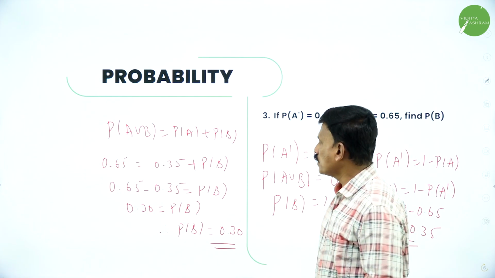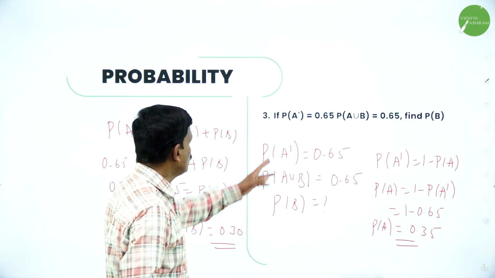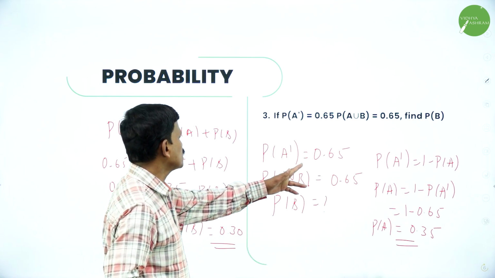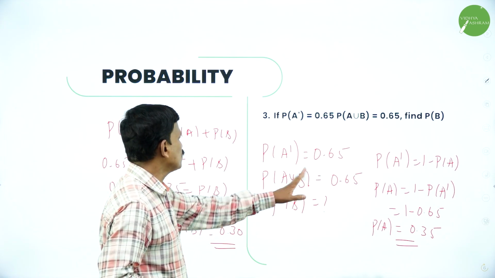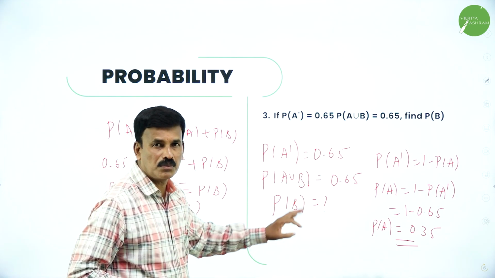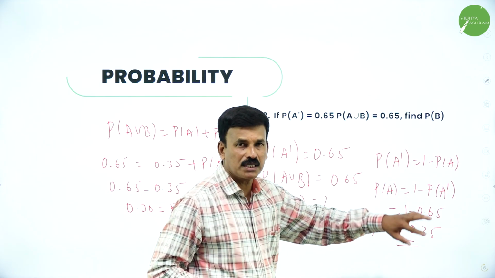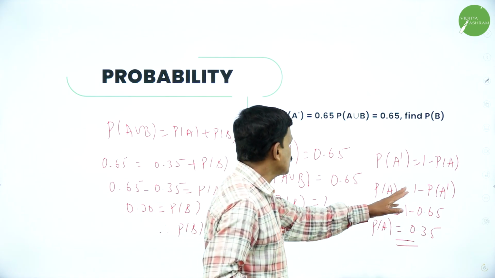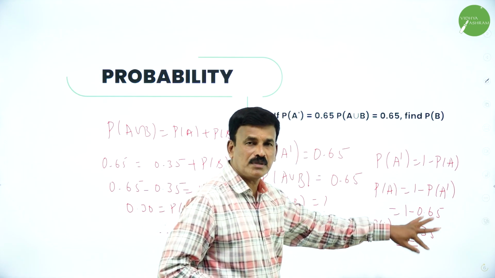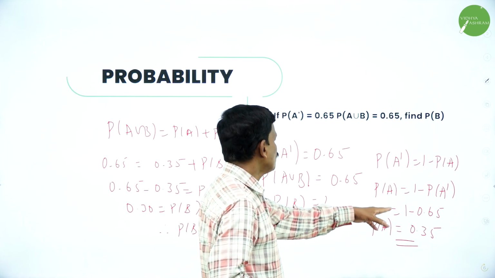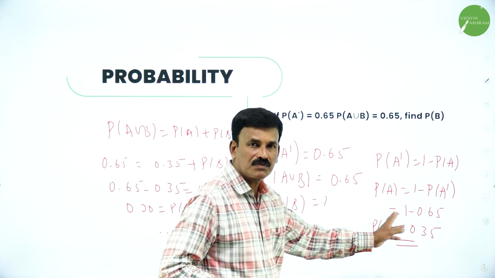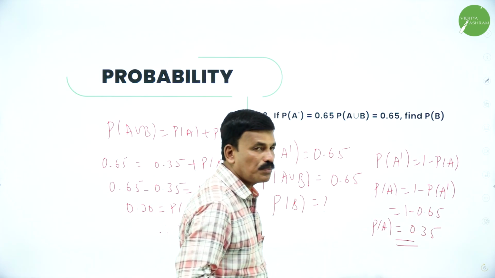Okay. See here, very simple problem. Let me explain. Probability of A dash is given, that is 0.65. Probability of A union B is given, 0.65. What is required is to find probability of B. Now we know that probability of A dash is equal to 1 minus probability of A, or interchange this: probability of A is also equal to 1 minus probability of A dash. 1 minus P of A dash is 1 minus 0.65, which is 0.35.